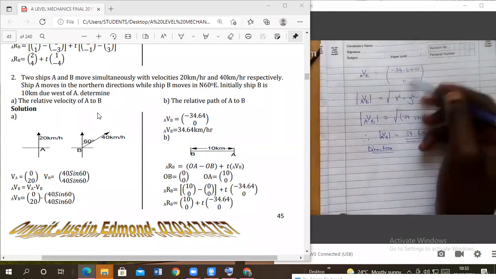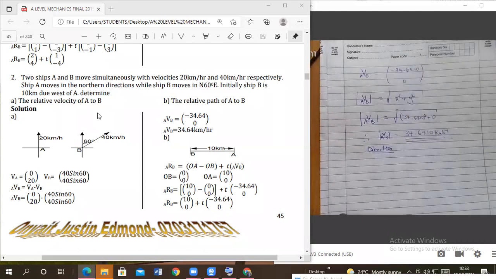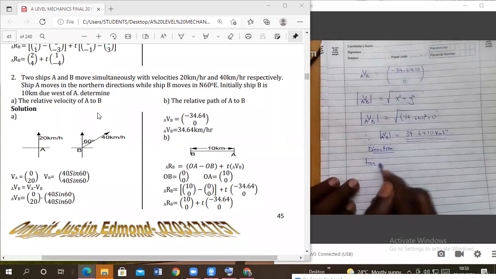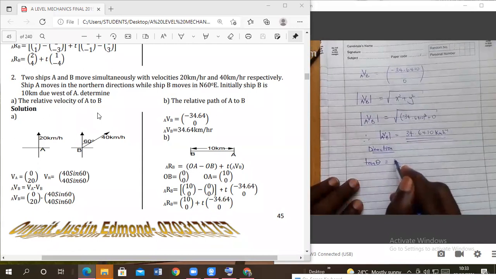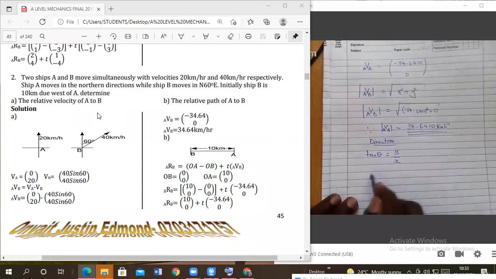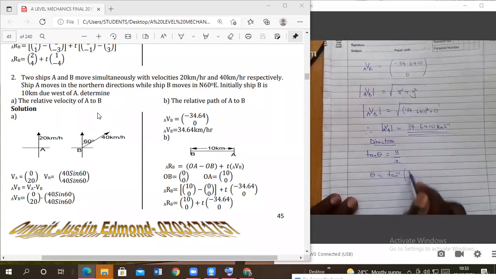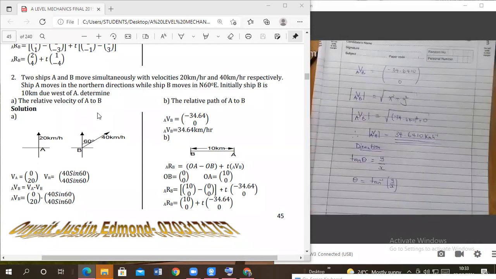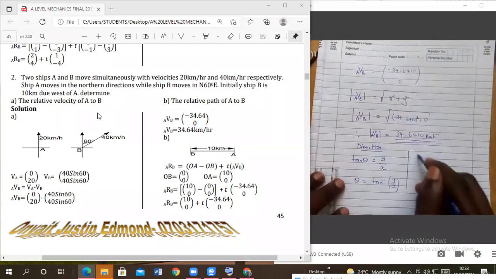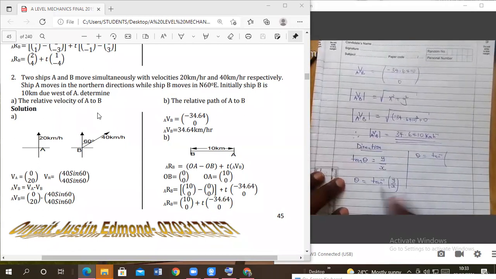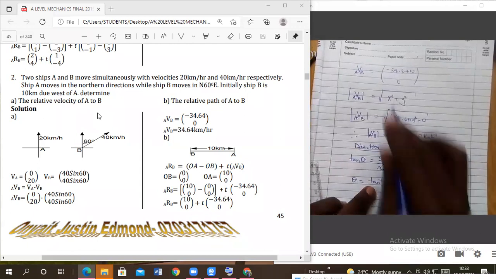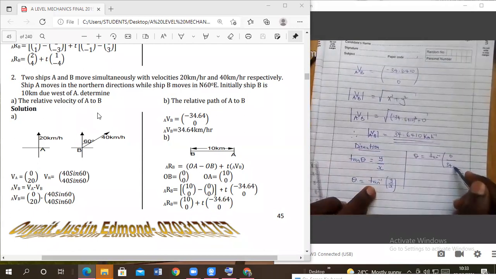Because now you have resolved the component here, the direction will be tan theta equals y out of x, which is theta equals the arctan of y out of x. So our theta will be equal to the arctan of y, which is 0, divided by our x, which is 34.6410. So what do you get? What is that angle?